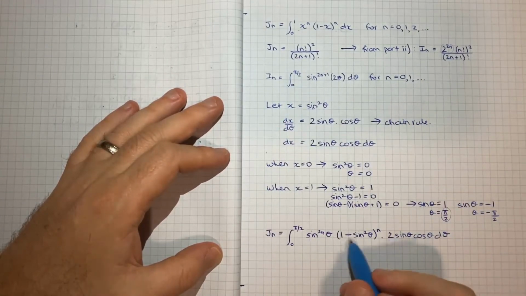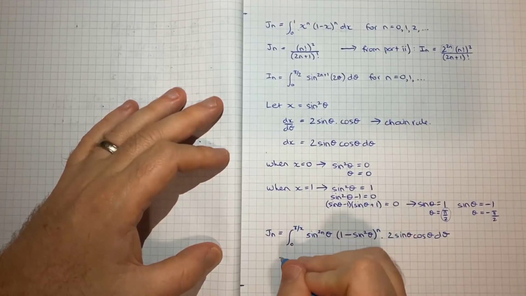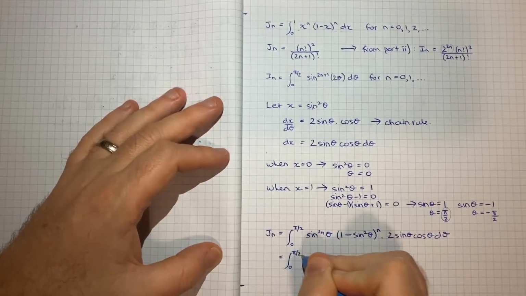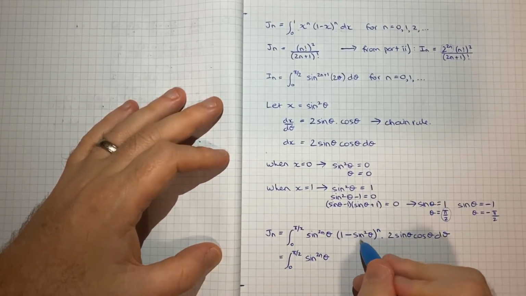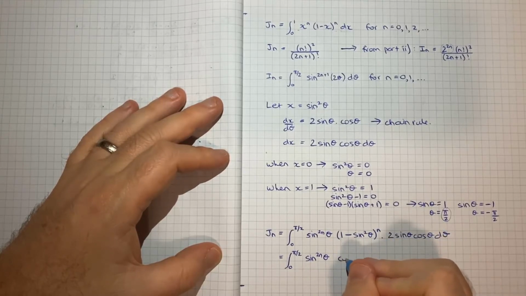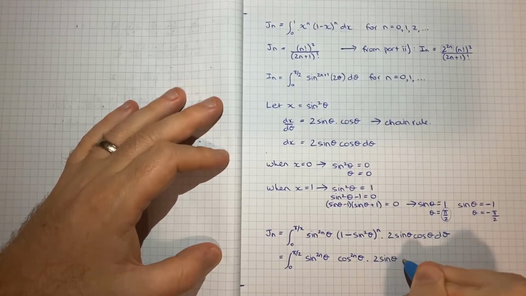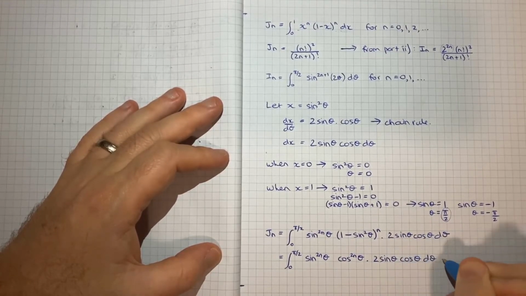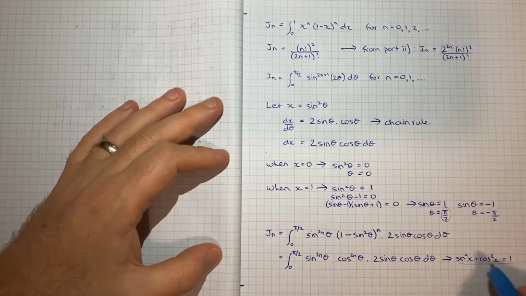So the first thing I think we can do, this 1 minus sine squared theta, we can replace that with cos squared theta. So we'll get the integral from 0 to pi on 2 of sine 2n theta, times cos squared theta to the power of n, so cos 2n theta, times 2 sine theta cos theta d theta. And again, that's just using sine squared x plus cos squared x is equal to 1, using that result.